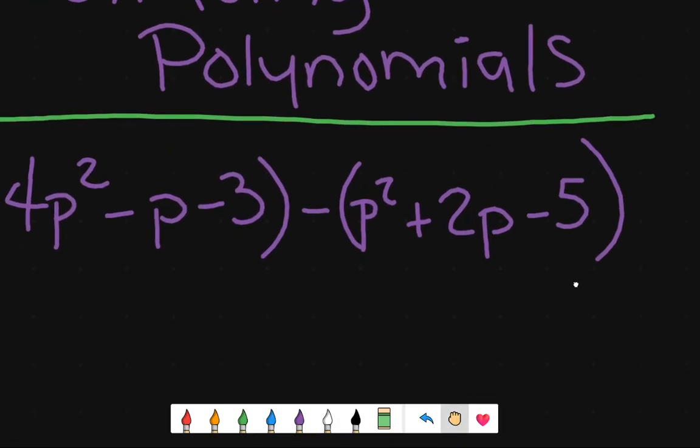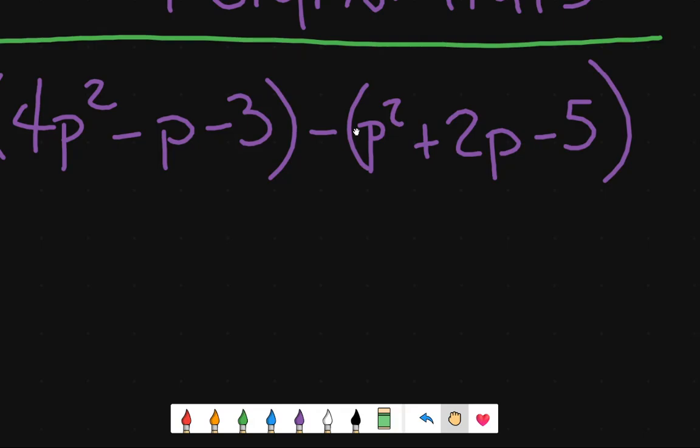So what we have to do here in our second parentheses is multiply all of the terms, p squared, or p raised to the power of 2, plus 2p minus 5. They're all going to be multiplied by negative 1. So each term in the second parentheses is going to be multiplied times a negative 1 first. We have to do that before we actually go through the process of subtracting these polynomials.